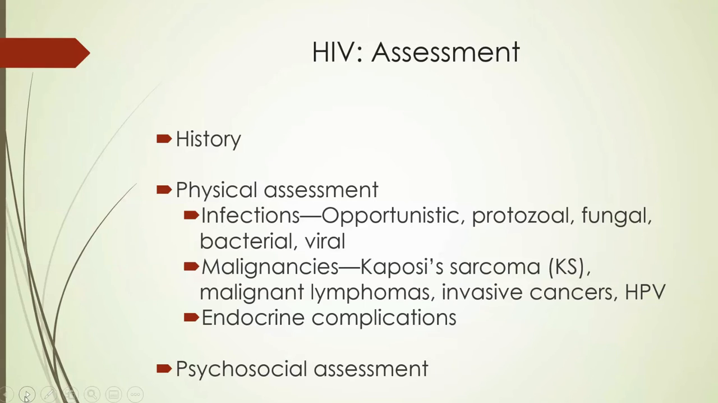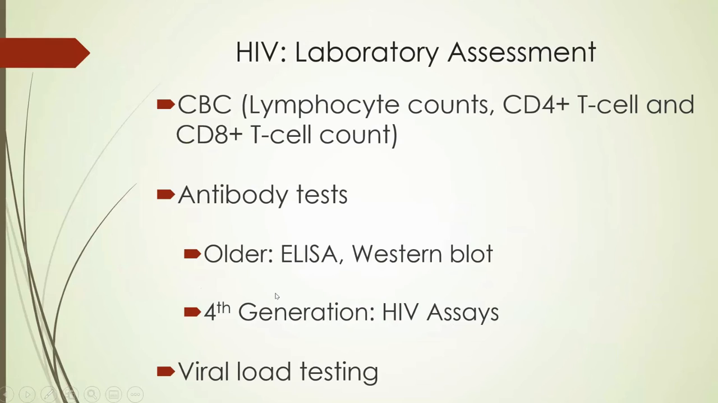There are also other labs that we would run for our patient with HIV. Some of these are going to be a CBC, because we want to look at their lymphocyte counts, a CD4 and CD8 count. These are types of T cells, which are part of the immune system. And as we said, one of the ways we can determine if a patient with HIV has progressed into AIDS is looking at the amount of CD4 cells that they have in their body. So that gives us a comparison point.